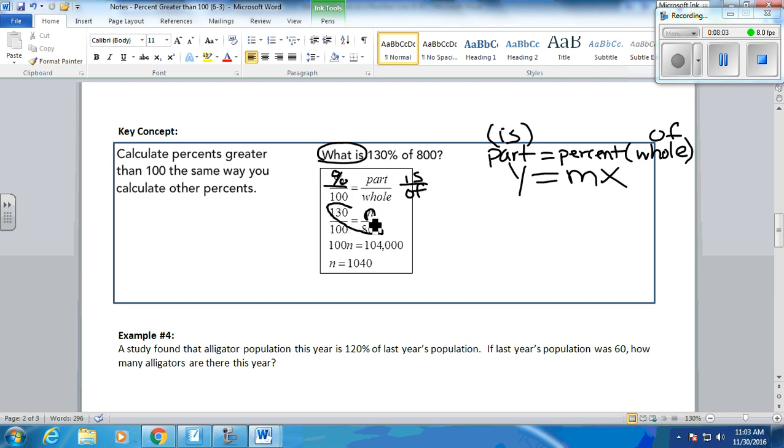Then I cross multiply. I do 100 times n to give me 100n. I do 130 times 800 to give me 104,000. And then you divide both sides by 100 to get our final answer of 1,040.